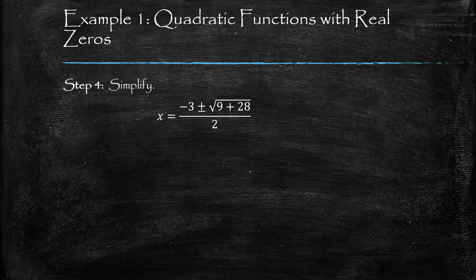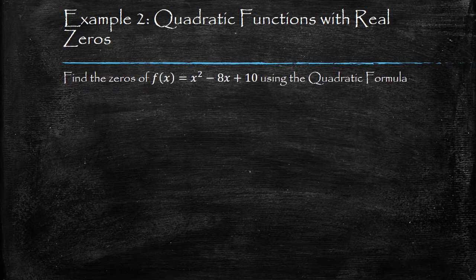The only thing I can do from here is add the 9 and the 28. 9 and the 28 is 37. My final answer: x equals negative 3 plus or minus the square root of 37, all divided by 2. All right? So substitute in and simplify. Order of operations. Okay? So let's look at another. We're going to do 2 more examples because the way we deal with the answers at the end is going to be a little bit different.